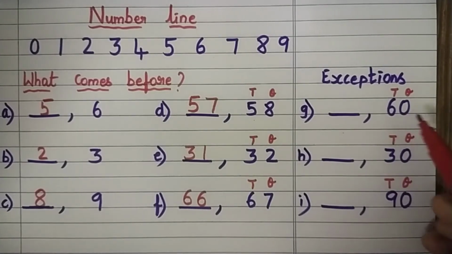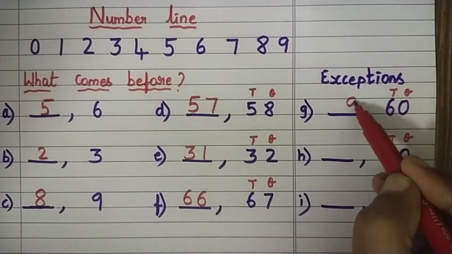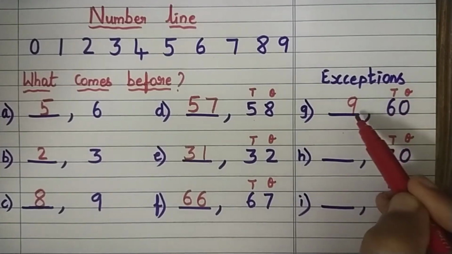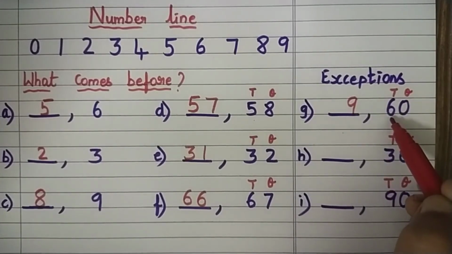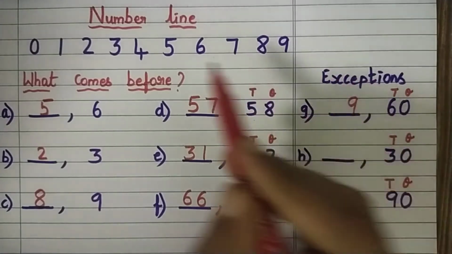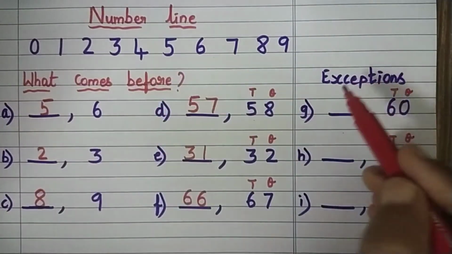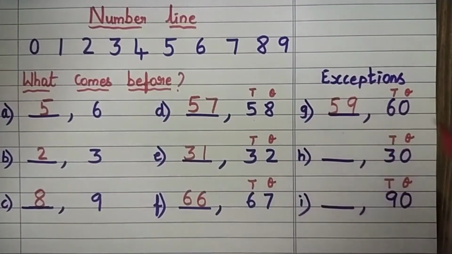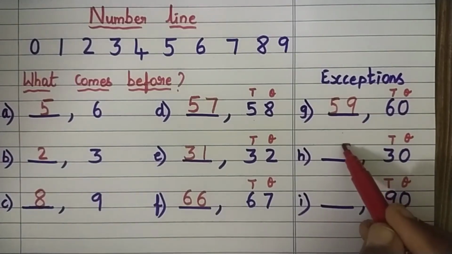So, for 0, replace 0 by 9, children. Remember that 0 means you have to write 9. And for the tens place, see the tens place, it's a 6. What comes before 6? It's a 5. So, write 5. 0 will be replaced by 9.